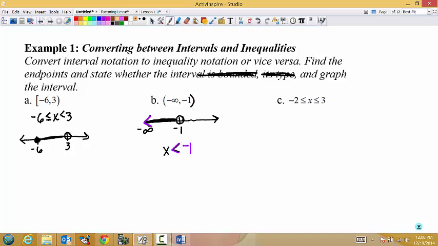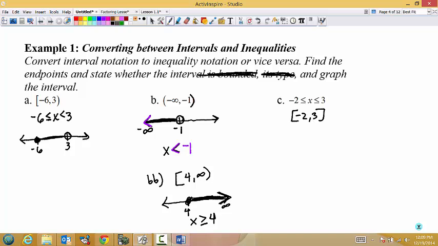The infinity ones are going to mess you up. Say I was doing 4 to infinity. 4 to infinity would look like this. I'd have 4. It'd be closed. Infinity's here, so it's going to be shaded between them. So that would be x is greater than or equal to 4. That's what that would look like. And then negative 2 to 3, bracket, bracket, negative 2, 3. Going that way is easy. And it's just shaded between negative 2 and 3.